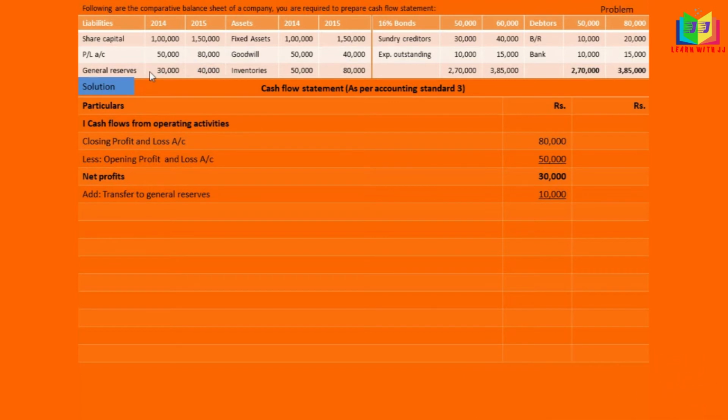non-operating expenses, that is goodwill. Here we have goodwill written off. It is 50,000 in the beginning and in the closing it is 40,000.